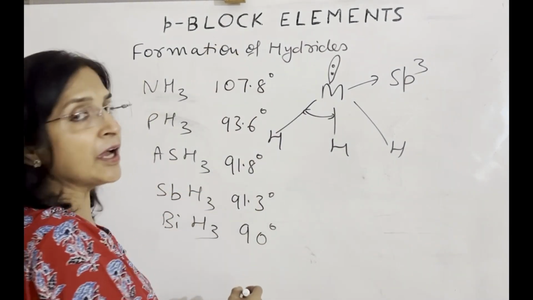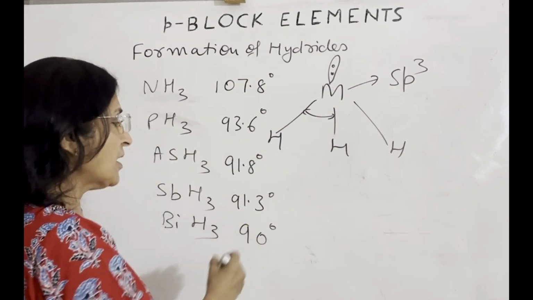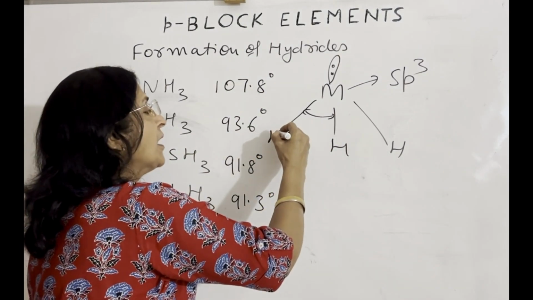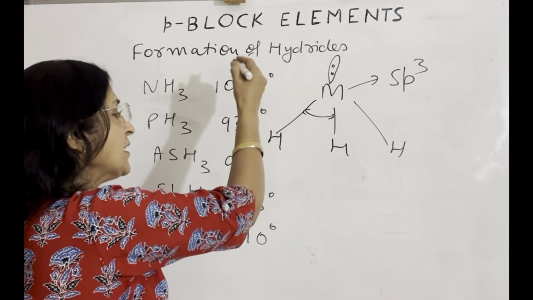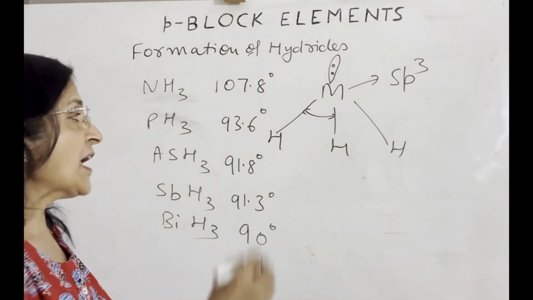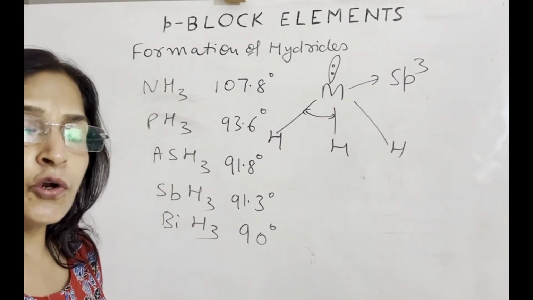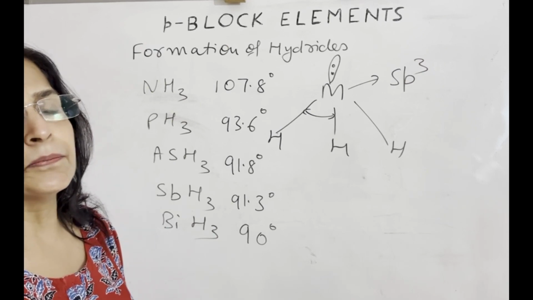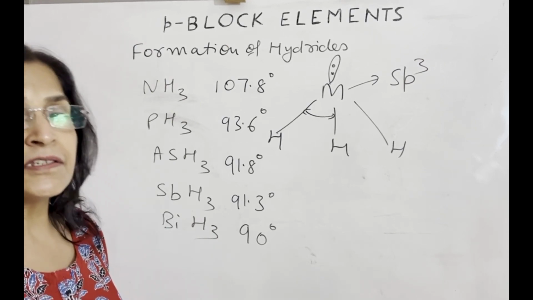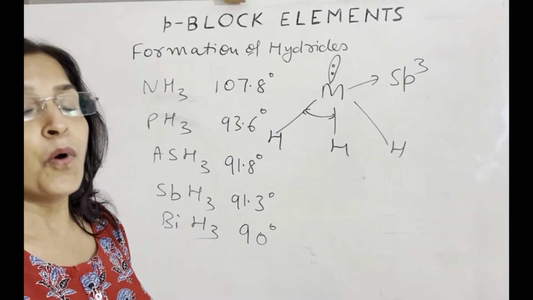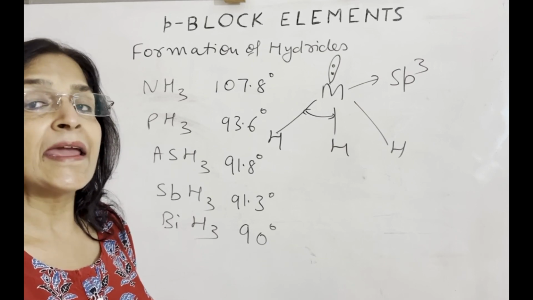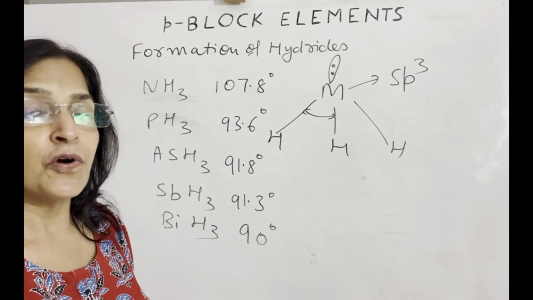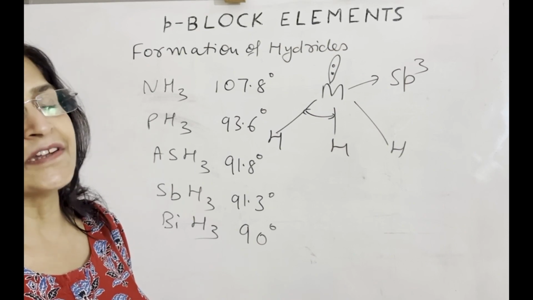As we move down the group, see the change in the bond angle. This bond angle HMH varies in this order. As we move down the group, the electronegativity of the central atom decreases and size increases. As a result of this, bond pairs tend to lie away from each other. Therefore, the repulsion between bond pairs is less.